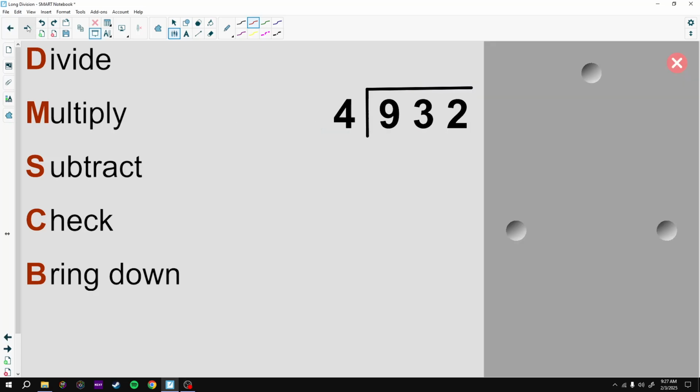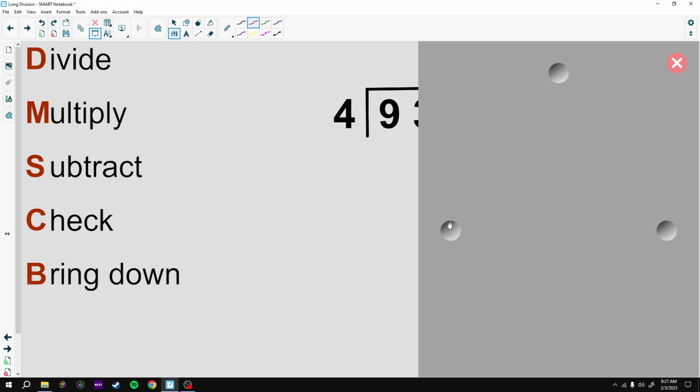The first one we're looking at is 932 divided by 4. I like to use this screen shade to help me. All right, here we go. First step is to divide. And what we're asking ourselves is, how many 4s divide into 9? Well, that would be 2, because 2 times 4 is 8. Now we subtract. 9 take away 8 is 1.